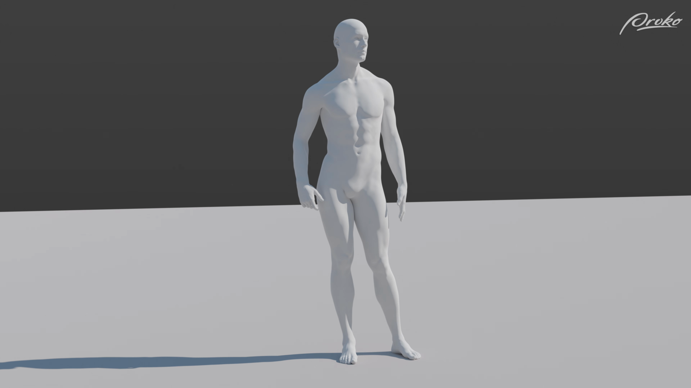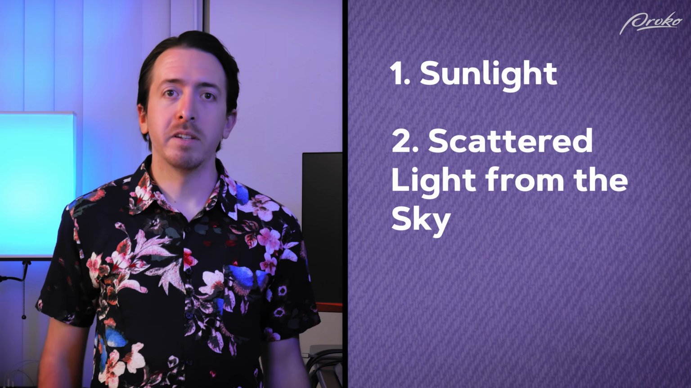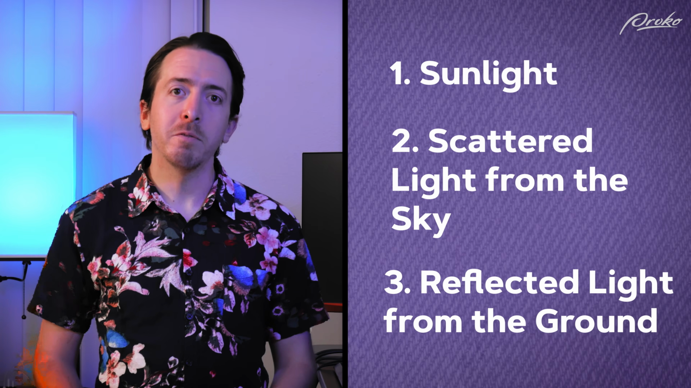The floor itself has become a secondary light source, as the light from the sun hits the floor and bounces back upwards into our figure. So with our daytime scene, where the sun is the only thing actually emitting any light, we actually have three different light sources: the direct light from the sun, the scattered light from the sky, and the reflected light from the ground. This addition of reflected light is the key to making the lighting in your paintings look real and vibrant. So let's take a closer look at what's going on.